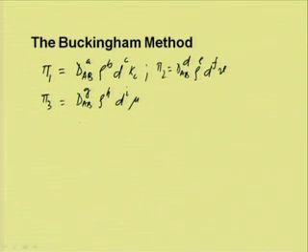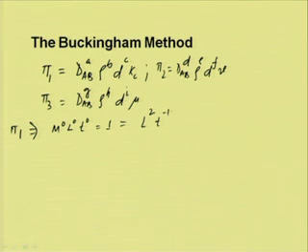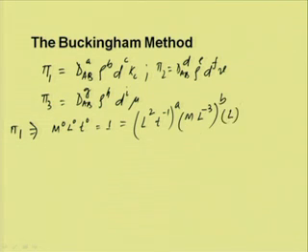Now, from the dimensional form we can write M0 L0 T0 is equal to 1 is equal to, for pi 1, L square T minus 1 to the power a, M L to the power minus 3 to the power b, and L to the power c, L T minus 1.